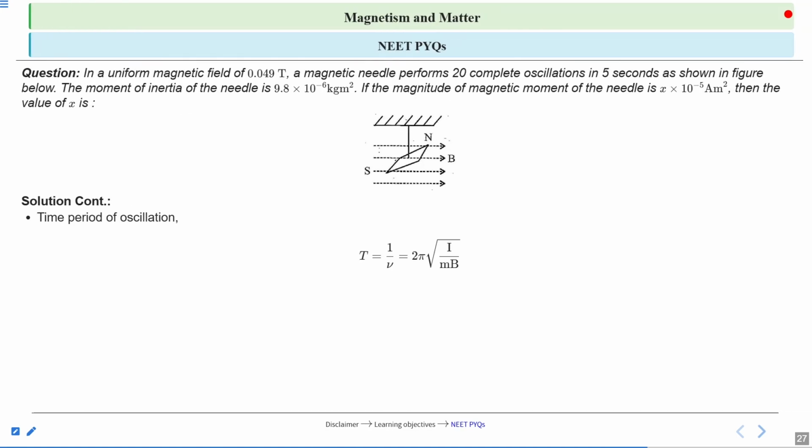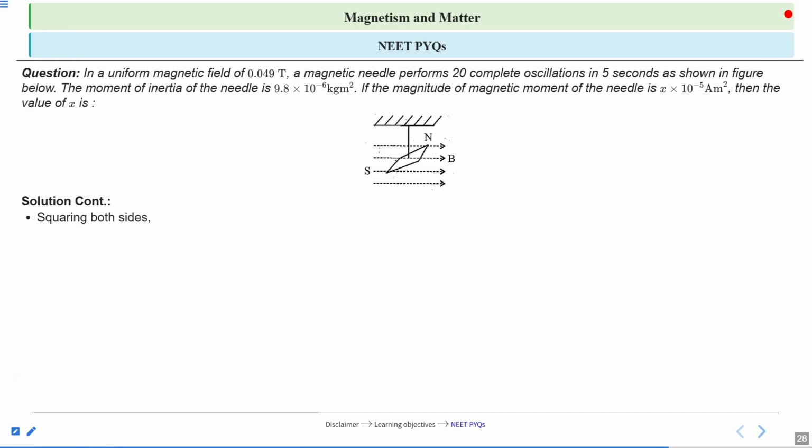So time period of oscillation T is equal to 1 by nu, the reciprocal of frequency, which is equal to 2 pi root I upon mB. Okay. So after substituting all the values, what is nu? Nu is 4 per second. So 1 by 4 equals 2 pi root of I, which is 9.8 into 10 to the minus 6, upon m, and B is given as 0.049 Tesla.